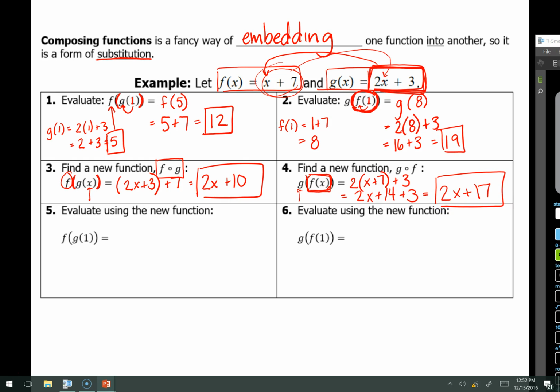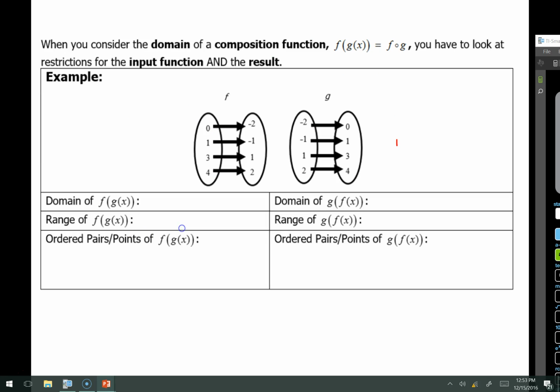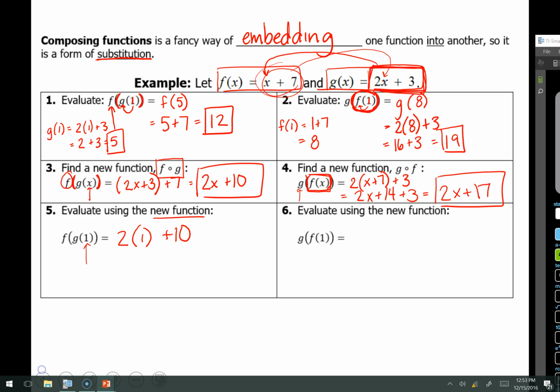Okay, so now we're going to use that new function to evaluate f of g of 1. Remember, we just found f of g of x, so let's put this 1 into our new function where the x is. Let's do 2 times 1 plus 10. 2 times 1 is 2. When I do 2 plus 10, I get 12.